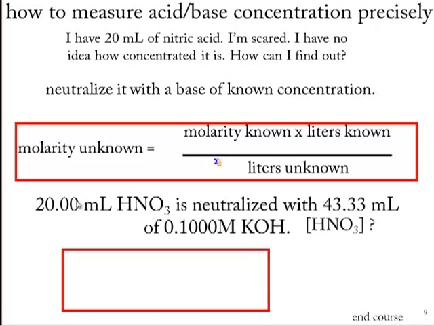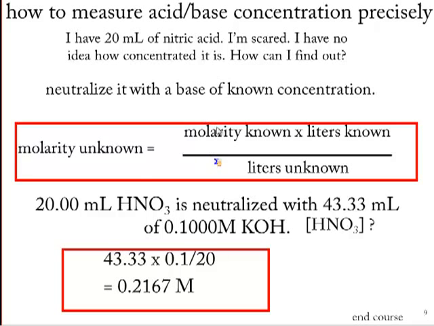So suppose you have 20 mils of nitric acid. You don't know how concentrated it is, but let's say it took 43.33 milliliters of a 0.1 molar potassium hydroxide solution. How concentrated is it? Probably close to 0.2 molar, I think, since it took twice as much of the 0.1 molar. But let's go ahead and punch it into that thing.